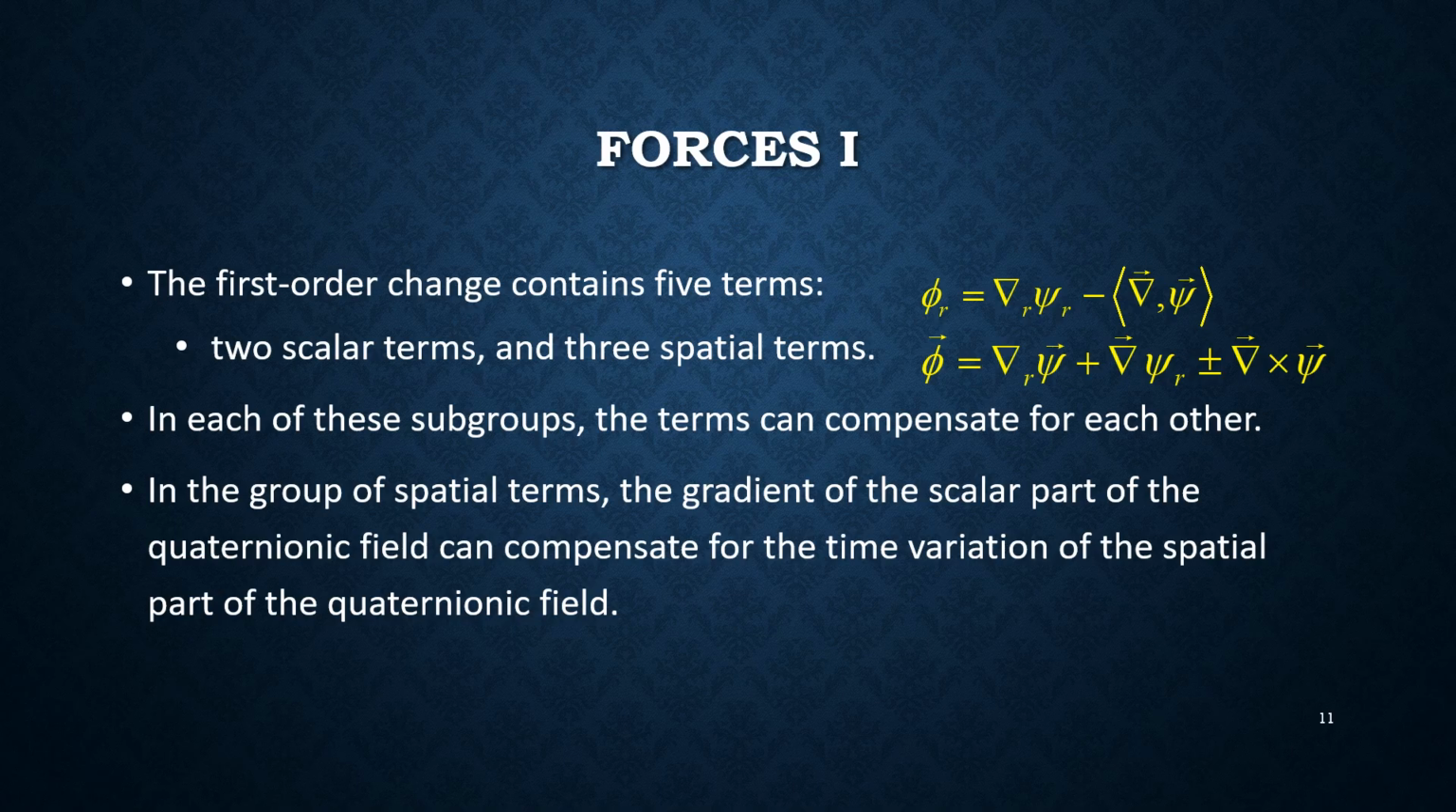The first order change contains 5 terms, 2 scalar terms, and 3 spatial terms. In each of these subgroups, the terms can compensate for each other. In the group of spatial terms, the gradient of the scalar part of the quaternionic field can compensate for the time variation of the spatial part of the quaternionic field.